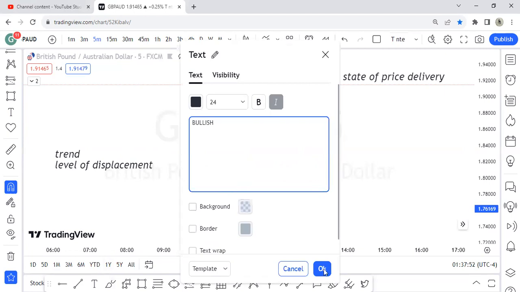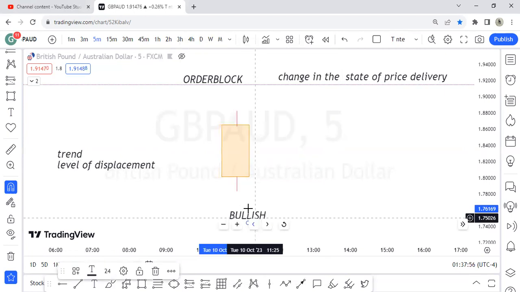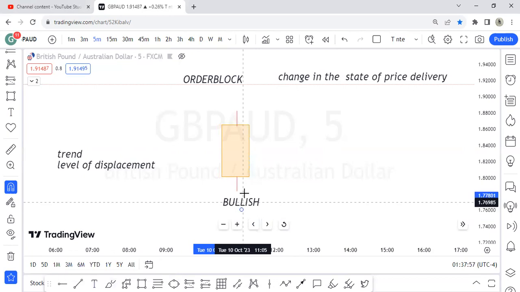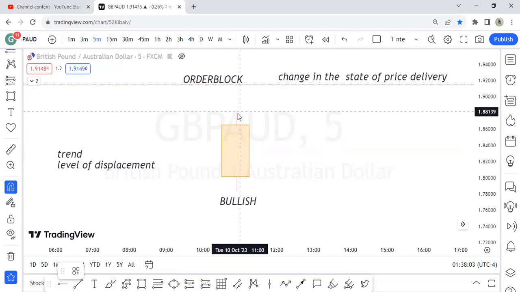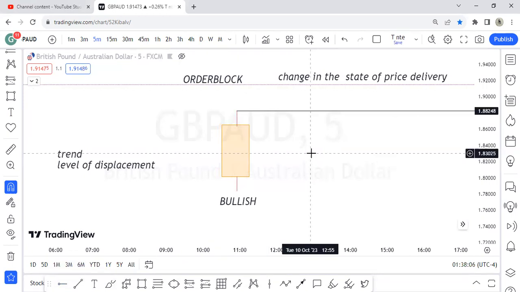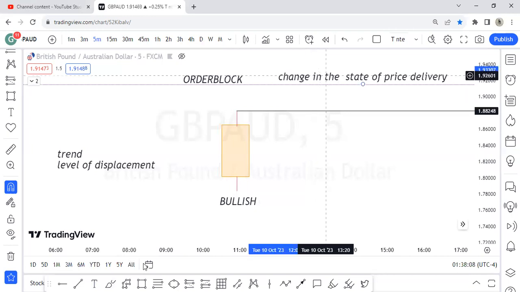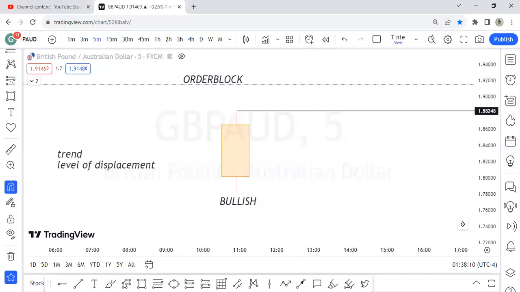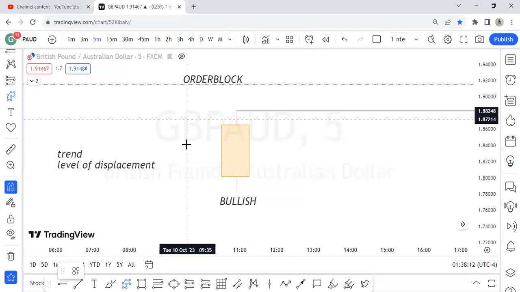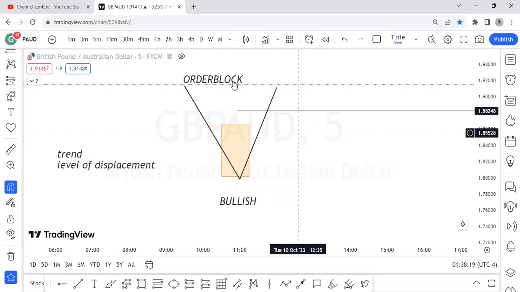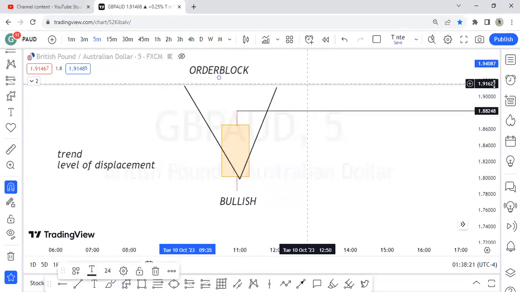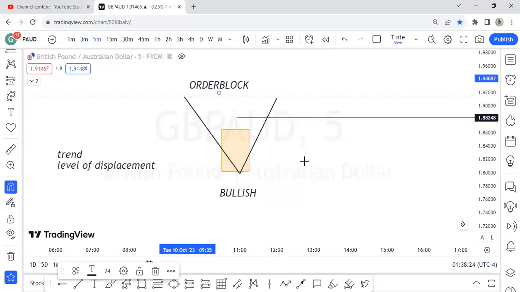If an order block is bullish, how do we identify it? There are things we look at. Number one, we look at the high of the candle, so we highlight the high of the candle. To validate an order block, we want to see price trade above the high of the order block. The market may be trading down, then it wants to trade above the high of the order block. When the high of the order block is violated with displacement, that now becomes an order block.